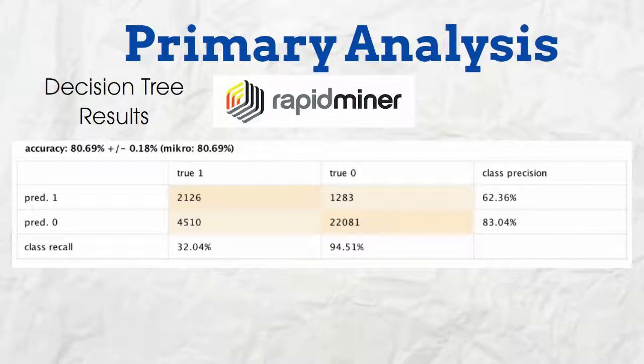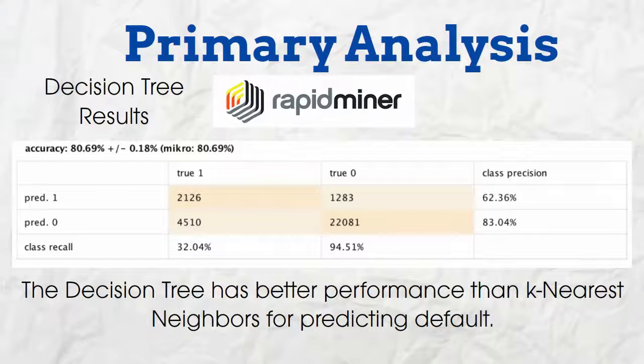And here's the confusion matrix for the decision tree. As you can see, the model has an accuracy of 80.69%. This means that the decision tree would be preferable to use over the k-nearest neighbors model in this case.